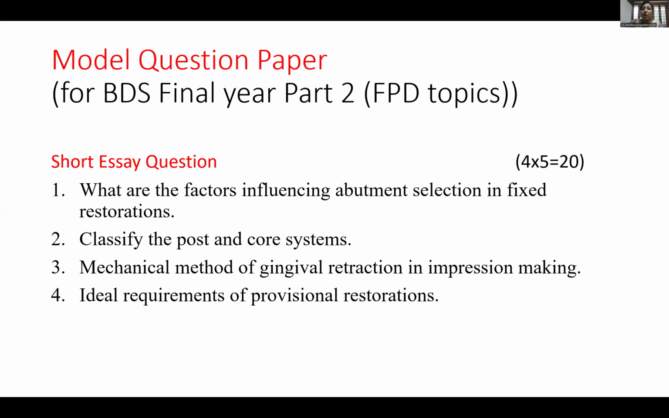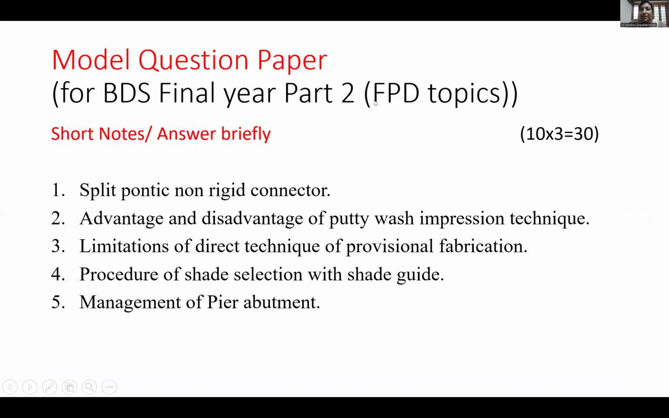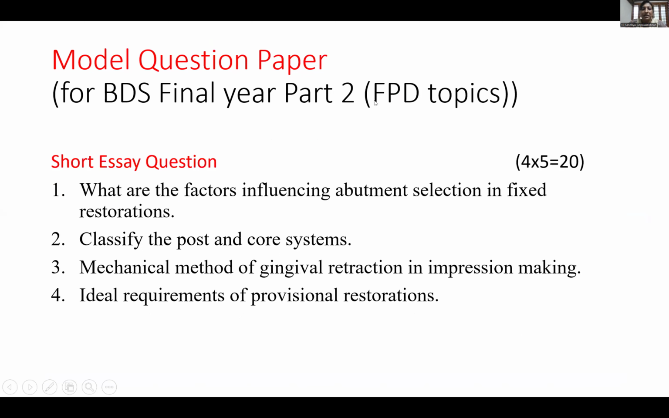Now coming to the short essay questions. The four questions in short essay: What are the factors influencing abutment selection in fixed partial restorations? Second, classify the post and core systems. Third, the mechanical methods of gingival retraction in impression making. And the fourth is ideal requirements of provisional restorations, for 5 marks.